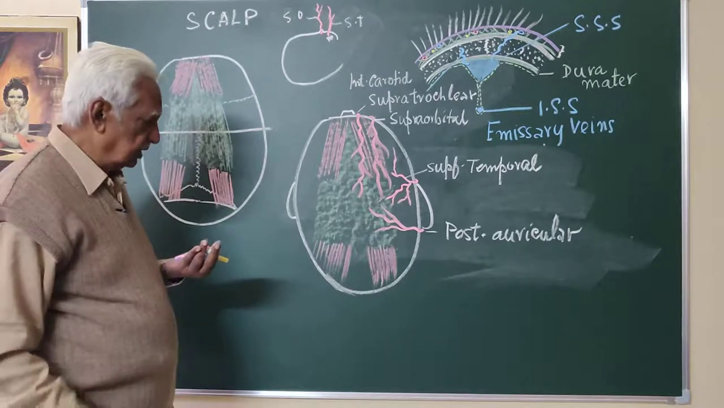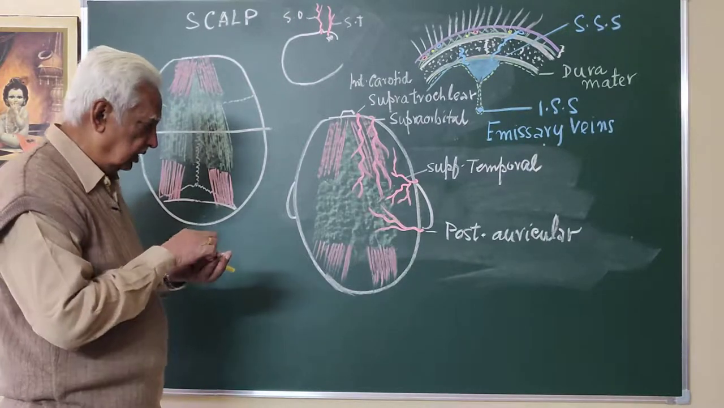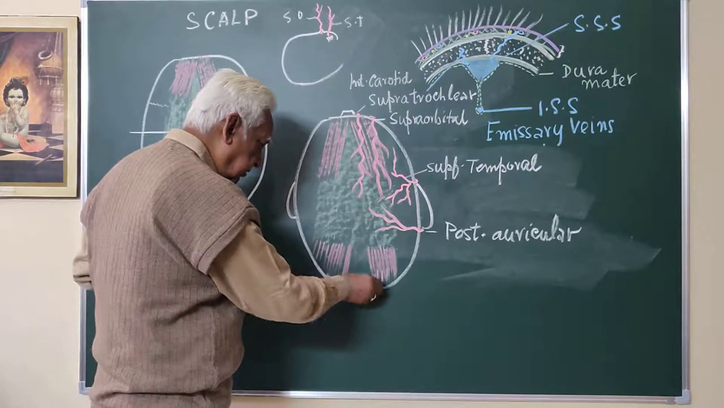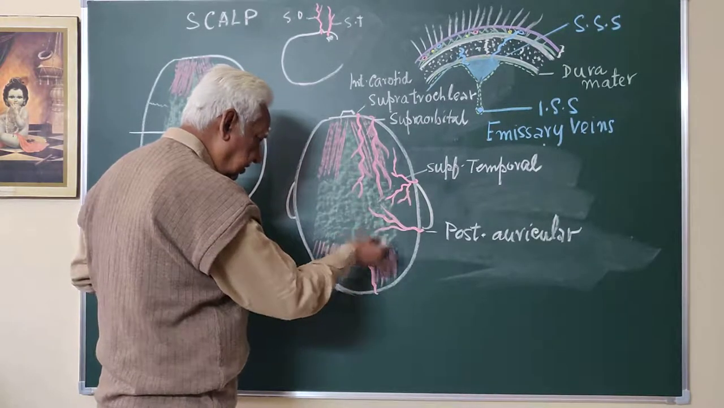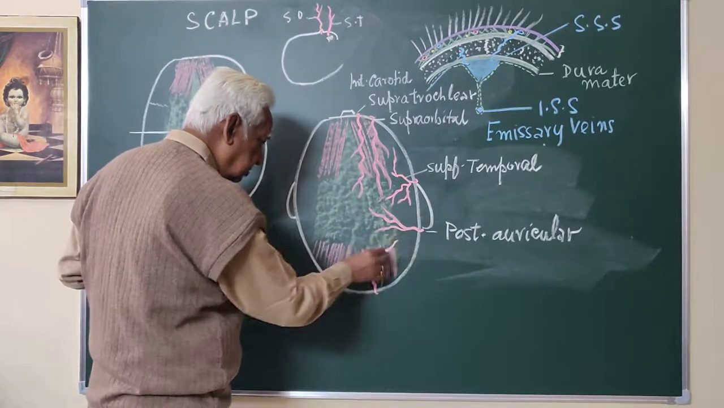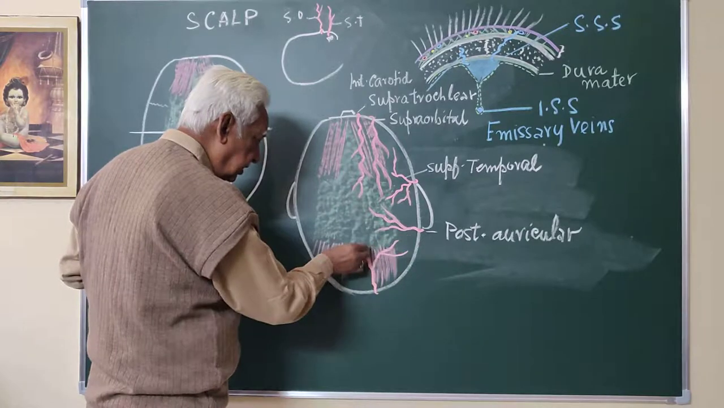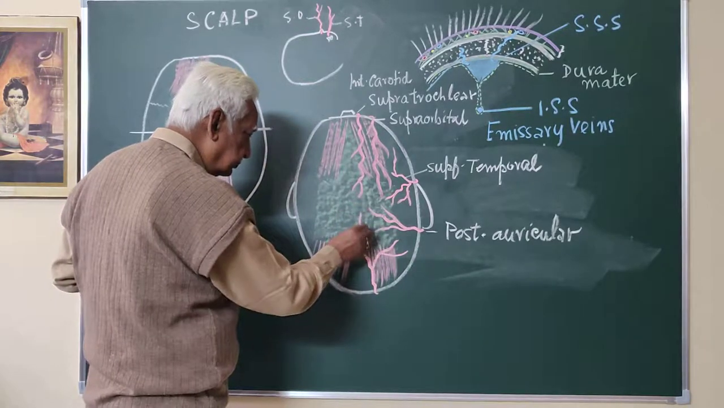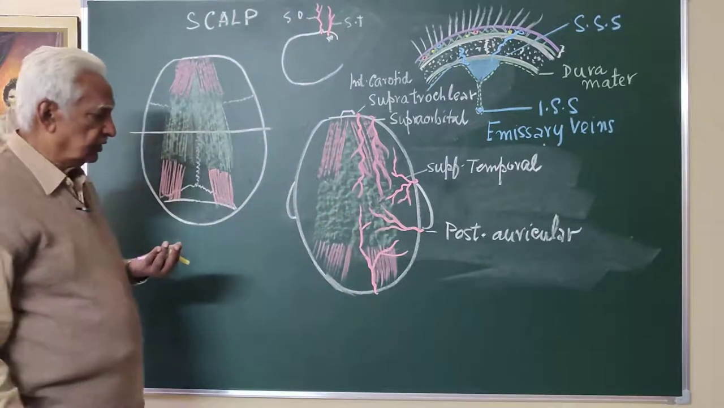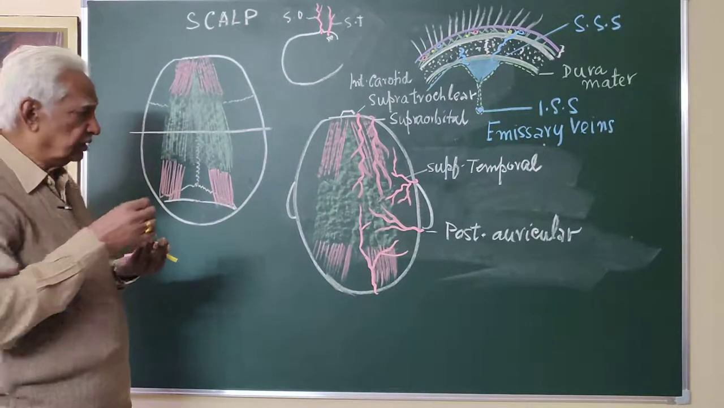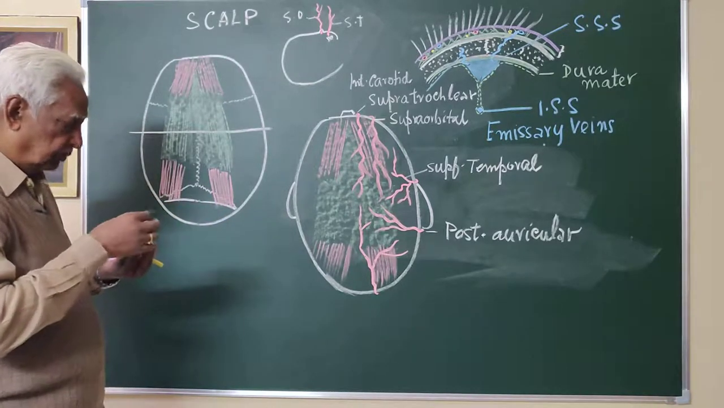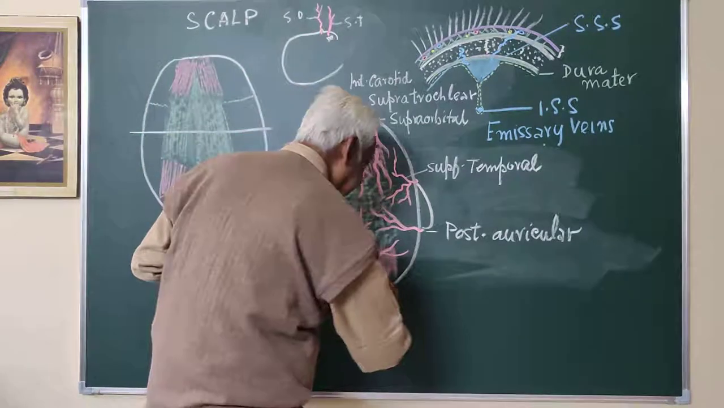The third artery which is coming in this region is almost on the posterior aspect over the area containing the portion of the occipital belly, and this artery is present in relation with the occipital bone, and this is the occipital artery.